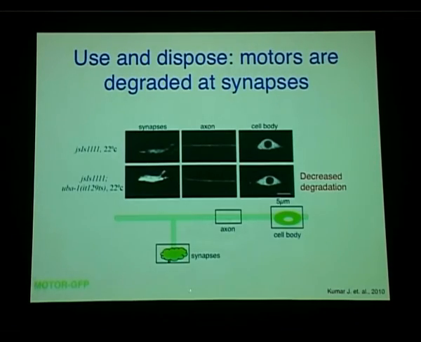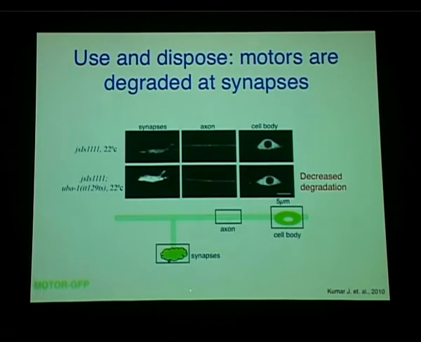So let's just do a simple thought experiment. You have the motor cargo complex, it comes to the synapse, it delivers the cargo, the motor is released. What happens to the motor? Does it stick around? And that's, in fact, what many people have proposed, that the motor sticks around, diffuses back to the cell body, and then gets reused again.